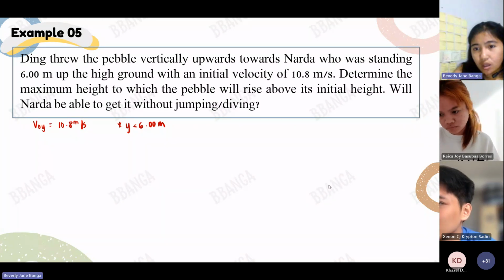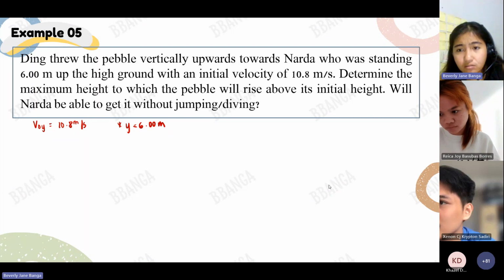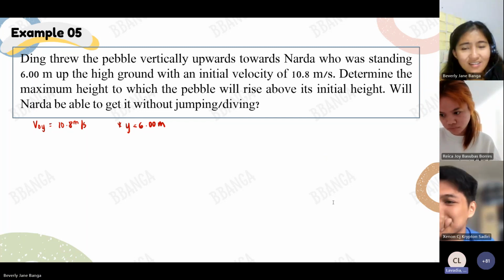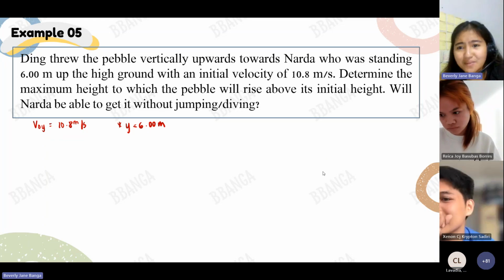Ayan, may sumagot. Hala, sino to, Lavadia? May estudyante ba akong Clarissa ang pangalan? Ay, hindi ko napalitan, ma'am. Sino to? Maribay po. Si Maribay pala 'to. Gulat ako bakit meron ako ibang estudyante.